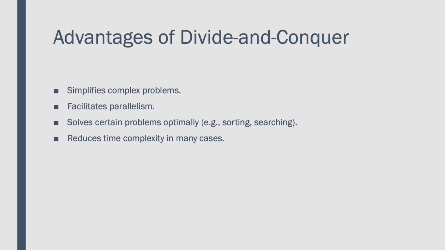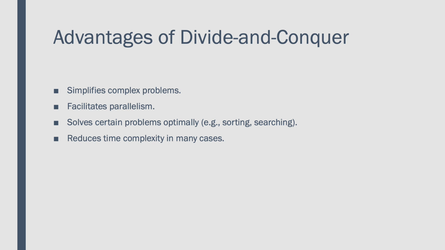Third is it solves certain problems optimally. Many fundamental algorithms such as merge sort, quicksort, and binary search use this approach because it provides optimal or near optimal solutions in many cases. For example, merge sort has a time complexity of O(n log n), which is much better than the O(n^2) complexity of simpler approaches like bubble sort.